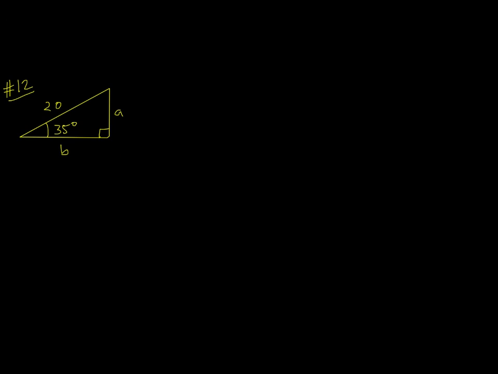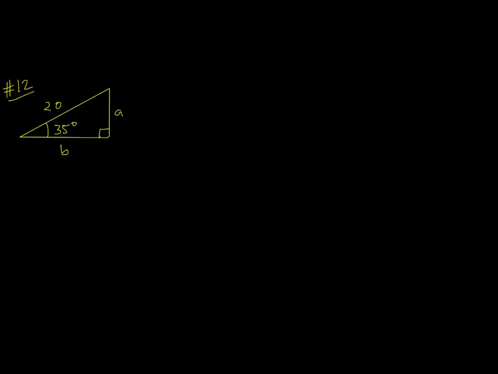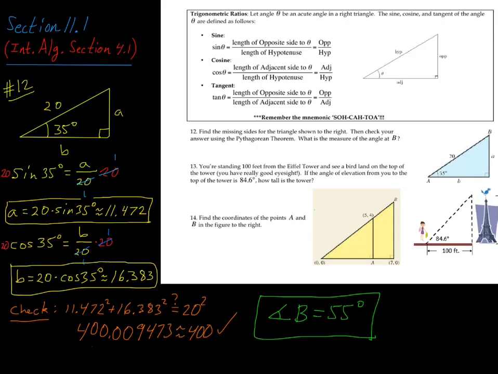Let's now look at problem 13 next. It says you're standing 100 feet from the Eiffel Tower and see a bird land on the top of the tower. You have really good eyesight. If the angle of elevation from you to the top of the tower is 84.6 degrees, how tall is the tower? Okay, so here is the picture off to the right, and we want to find the height here. How tall is this tower?